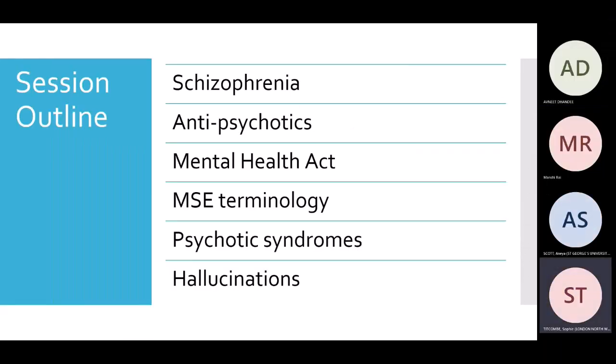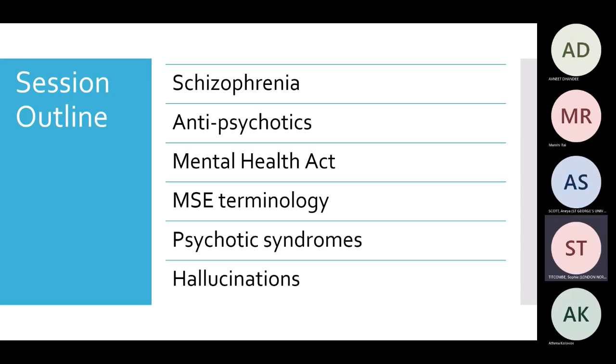So we're going to cover a few things in today's session. We're focusing on psychosis and the Mental Health Act. So we'll spend some time looking at schizophrenia. We'll then move on to look at how we treat schizophrenia, including the use of antipsychotics. We'll then spend some time going over the Mental Health Act, before finishing up with a few bits and bobs, looking at some terminology that we use in mental state examinations, what it actually means. And then we'll touch briefly on some of the weird and wonderful psychotic syndromes, and also a little bit on hallucinations as well.